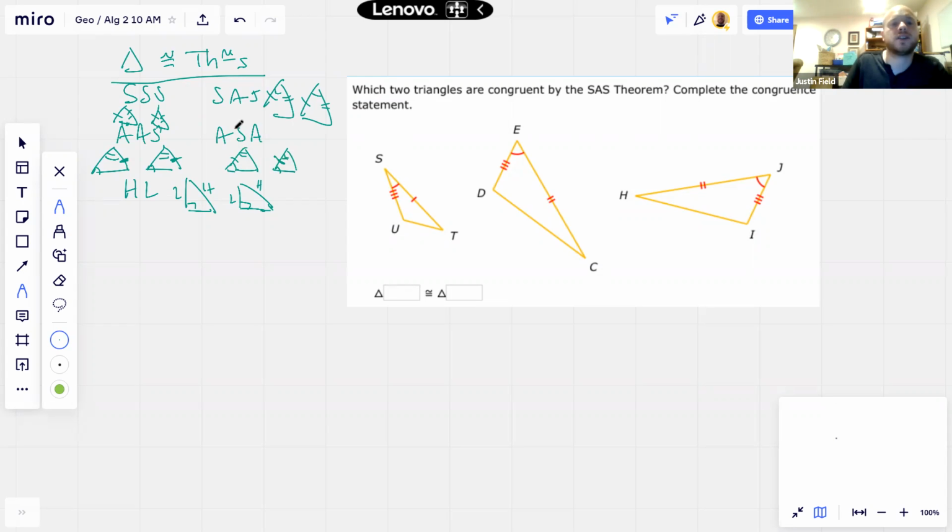So this side, this angle, they're called the included. They're in between. So let's see. We're looking for the side angle side theorem in these 3 triangles. So as you can see, we have 2 hash marks and 3 hash marks. And here we have only 1 hash mark. So they don't match. This one has 3 and 2. So it's got to be these 2, right? Because they match.